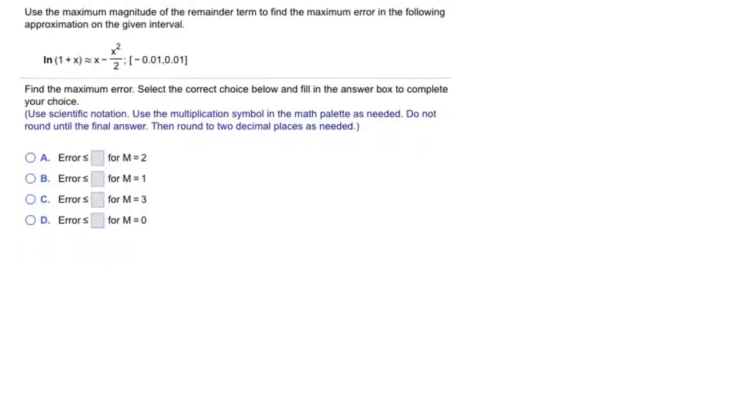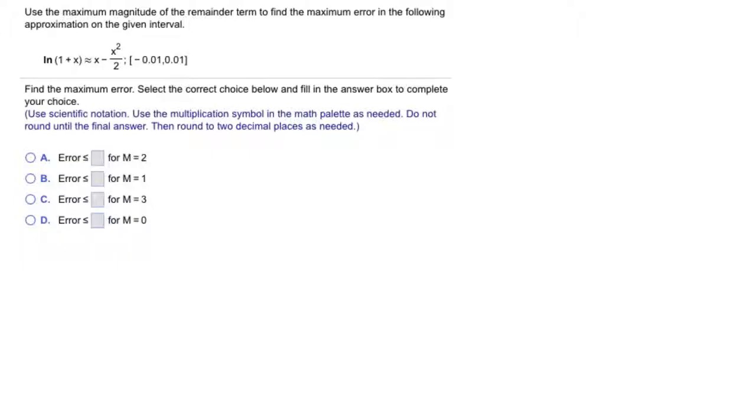Here's a solution to the last problem in section 9.1. Here we're actually trying to get a maximum error on the remainder regardless of what value of x somebody puts in. And so this is a little different than what we were doing before. But we use the same formula.